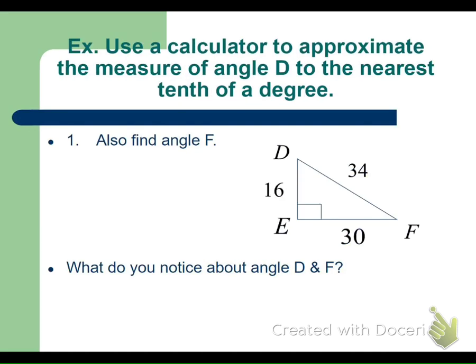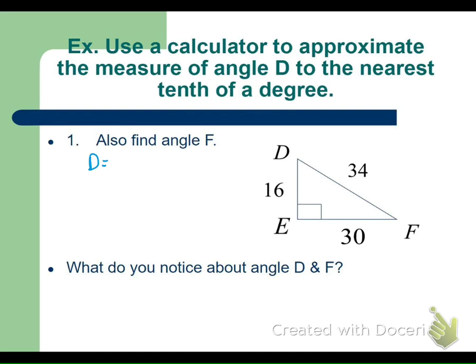So we're going to start here. It says use a calculator to approximate the measure of angle D to the nearest tenth of a degree. Which trig function do we want to use? Well, we have all the sides: opposite of angle D, adjacent to angle D, and the hypotenuse. So we could use any of the trig functions. Since today we're talking about sine inverse and cosine inverse, let's focus on one of those two. Which would you rather use, sine or cosine?